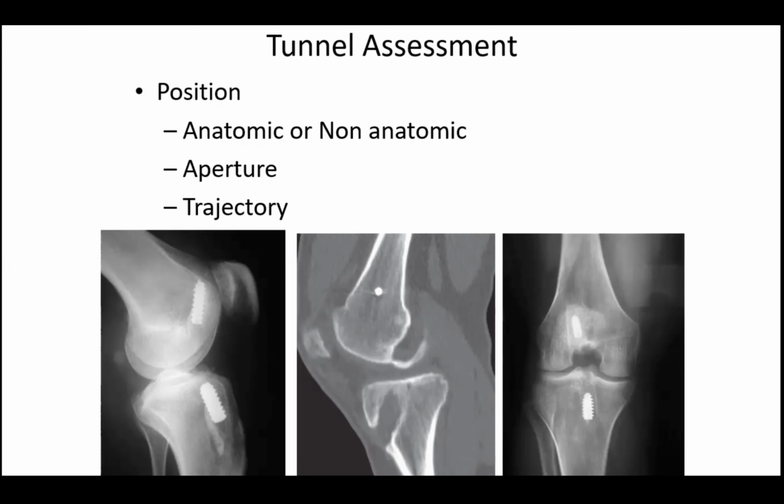And look at the tunnels. Are they going to converge? Where is the aperture? Where does it end? And where is the trajectory? Is the trajectory going to be in a different place? If the trajectory is different, you may come in another area and come to the same aperture.